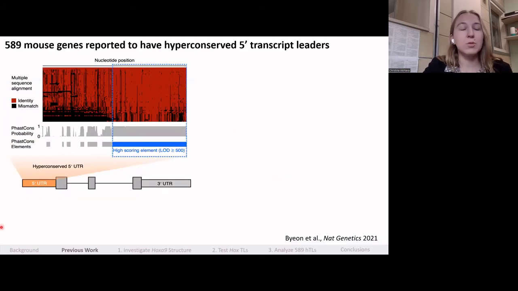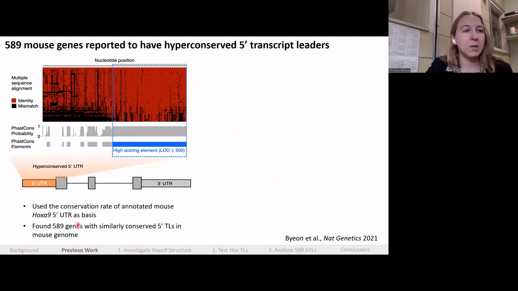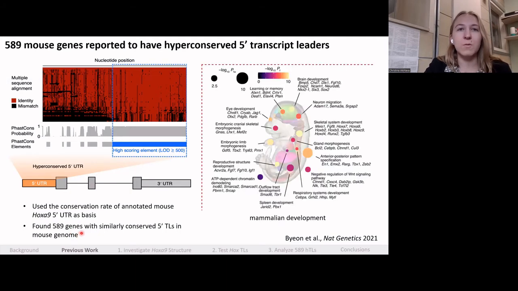So a recent study used the conservation pattern of the HOXA9 transcript leader to identify other ultra-conserved transcript leaders. To do this, they used the FAST-CON score, which is a conservation score across nucleotides. Using the HOXA9 transcript leader pattern, they found 589 genes in the mouse genome that seem to match the HOXA9 transcript leader conservation pattern. From this, they used GO enrichment and found that these genes were enriched for mammalian development.